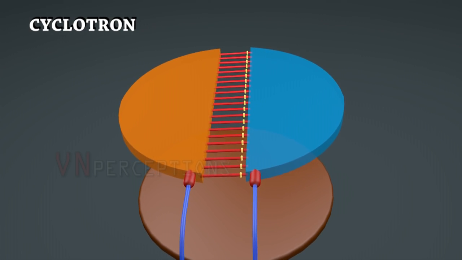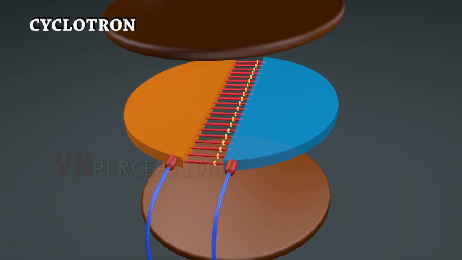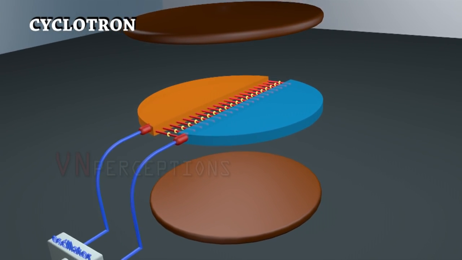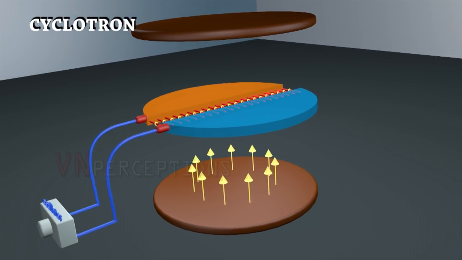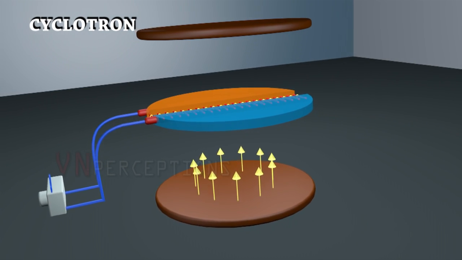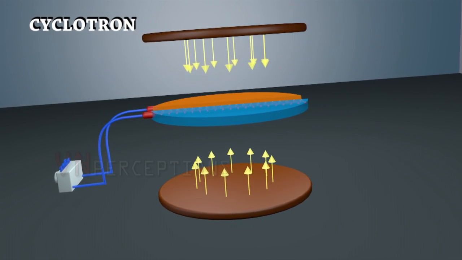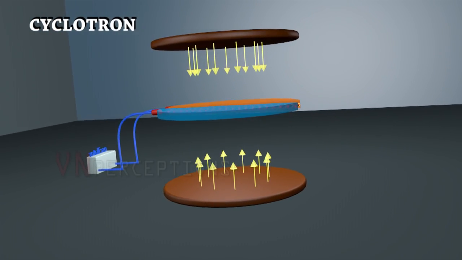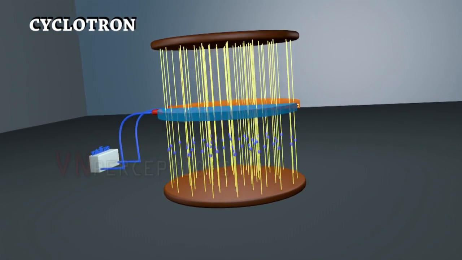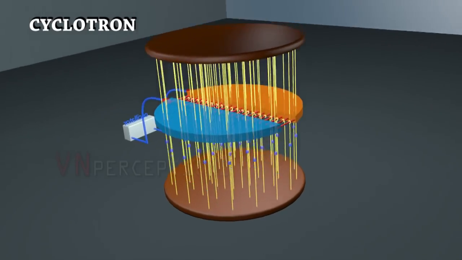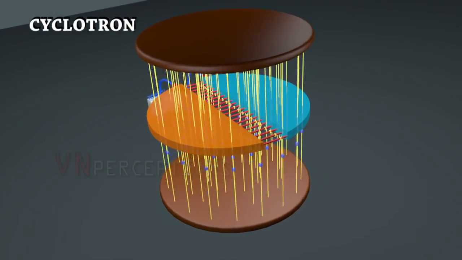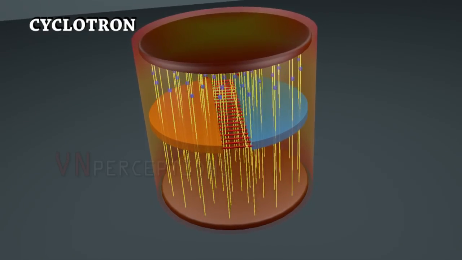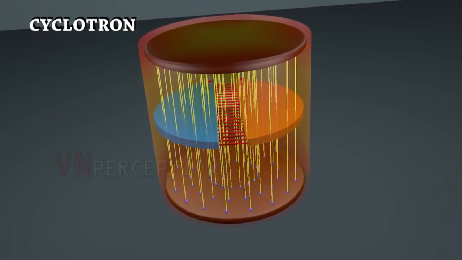One electromagnet is kept below the two Ds and one electromagnet is kept above the Ds. The bottom electromagnet will have the north pole above and the top electromagnet will have the south pole below. This would create a magnetic field perpendicular to the direction of the electric field. This entire arrangement is sealed in a vacuum box.